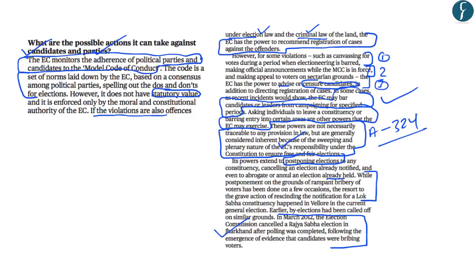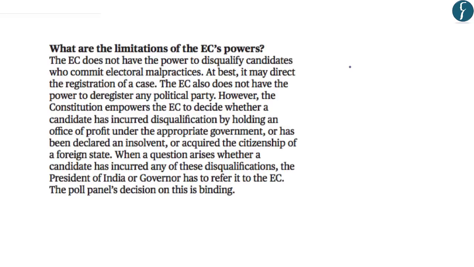So the Election Commission of India draws its powers from Article 324. However, because the Model Code of Conduct does not have statutory backing, there are no specific laws or specific penalties for the violation of the Model Code of Conduct. Now, although the Election Commission has various powers which are drawn from Article 324, it does not have the power to disqualify candidates who commit electoral malpractices. And the best the Election Commission can do is the registration of a criminal case against the candidates. Also, the Election Commission does not have the power of deregistering any political party.